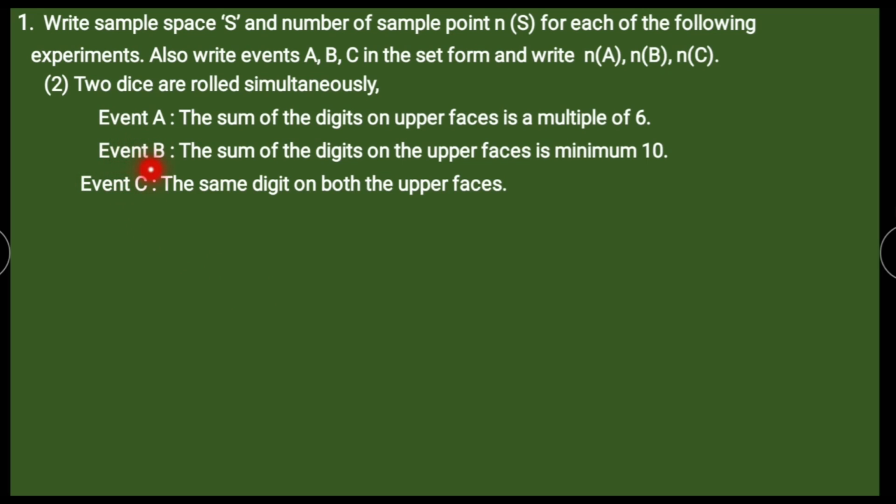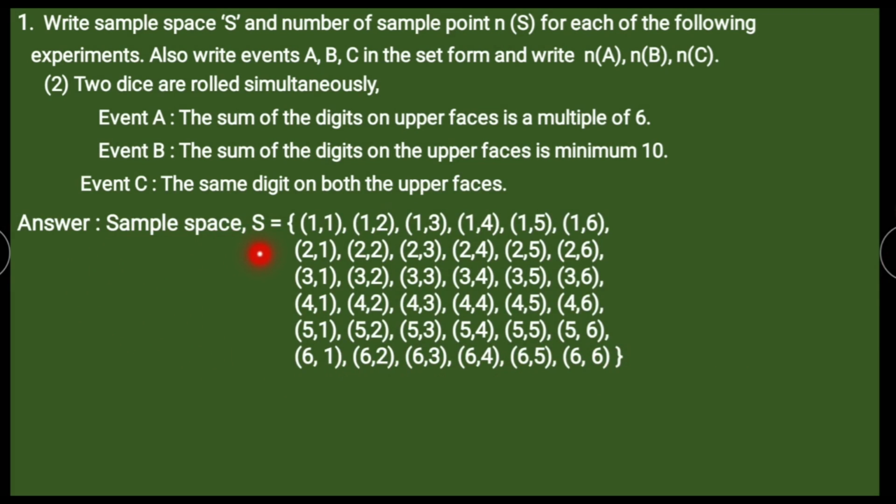So see the events first. Event A is the sum of digits on the upper faces is a multiple of 6. Event B is the sum of digits on the upper faces is minimum 10. And event C is the same digit on both the upper faces. So first we write the sample space for two dice.